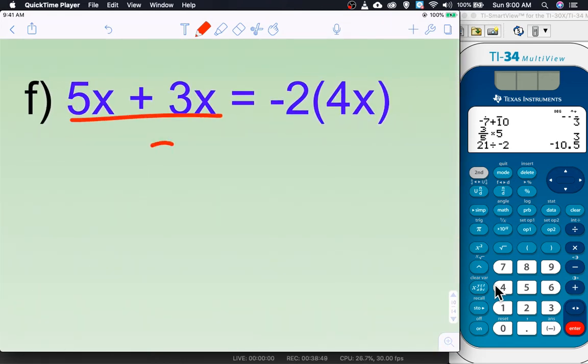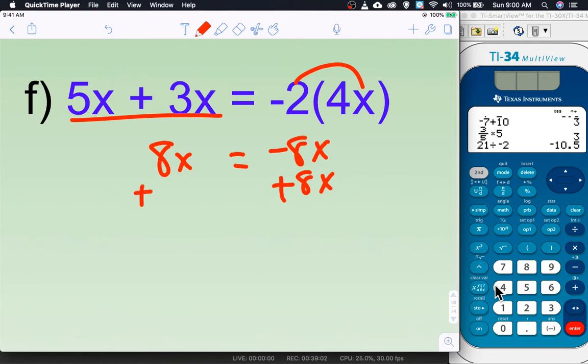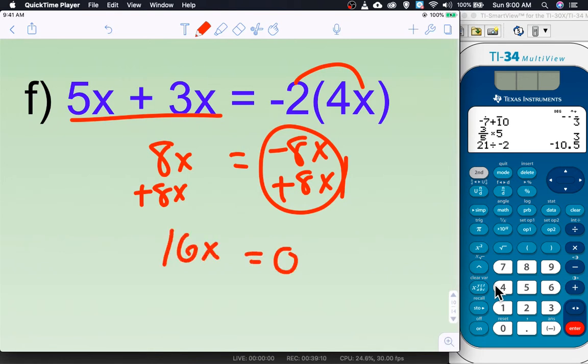Combine like terms. 8x minus negative 8x. If we add 8x to both sides, this side gives me 0. This side gives me 16x, which is a little weird. I mean, it doesn't quite fit into the other problems we have been doing, and maybe that tricked you.